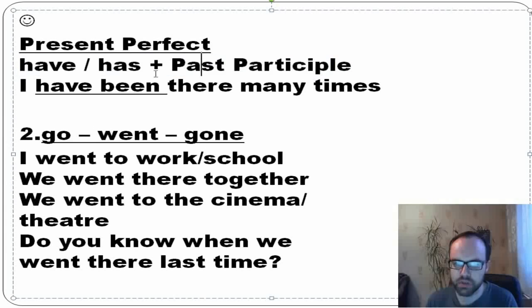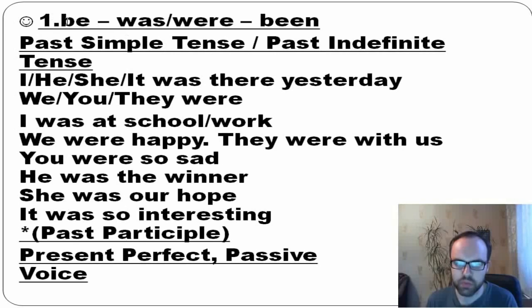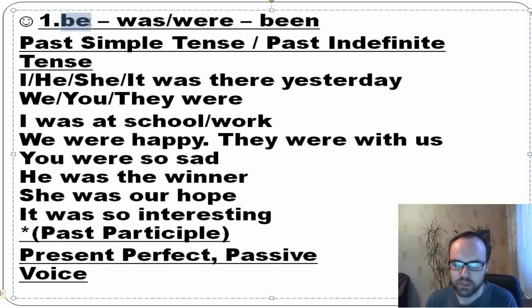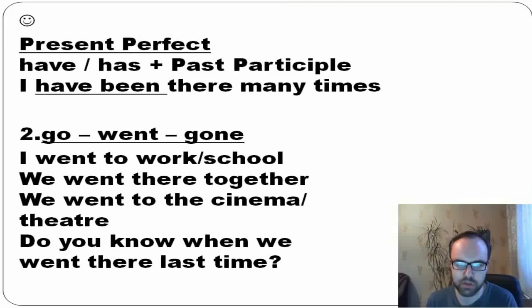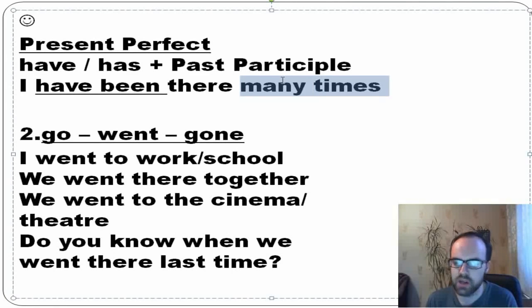Okay, so present perfect: have, has plus past participle. Past participle is the third form. So be is the first form, was, were is the second form, in other words past simple, and been is the third form, the past participle. Okay, so I have been there many times. So if you have many times, you use present perfect.